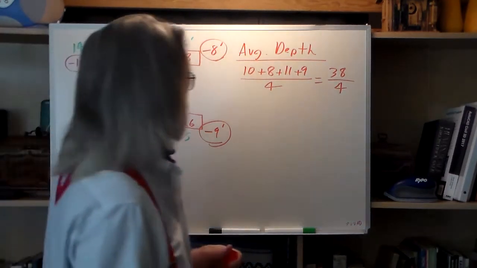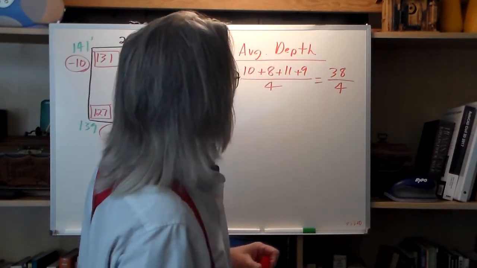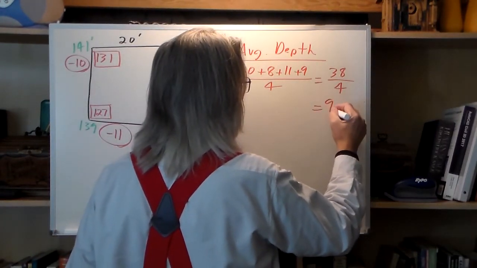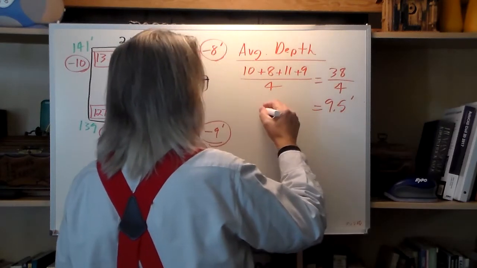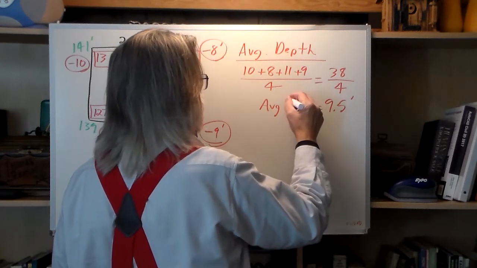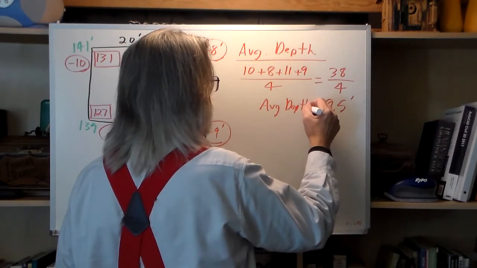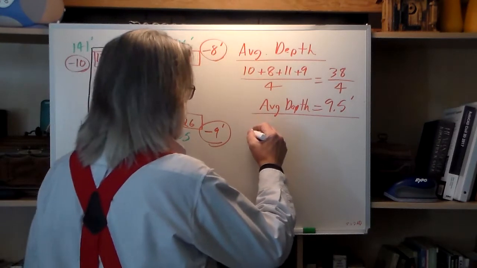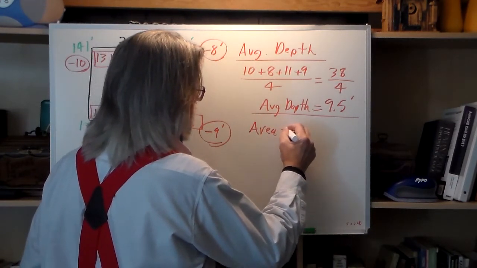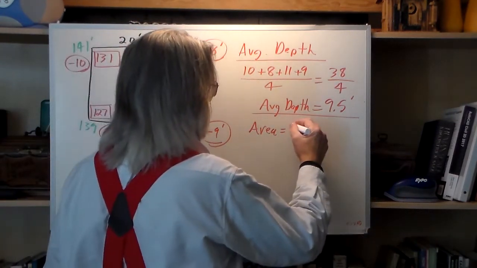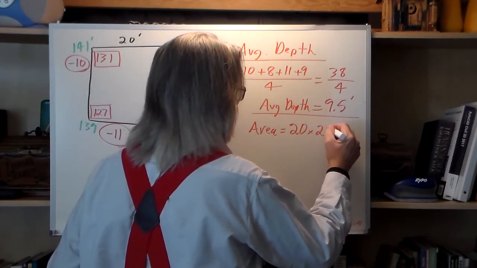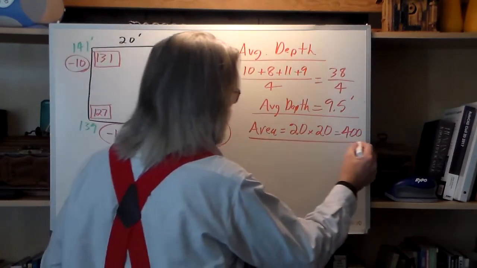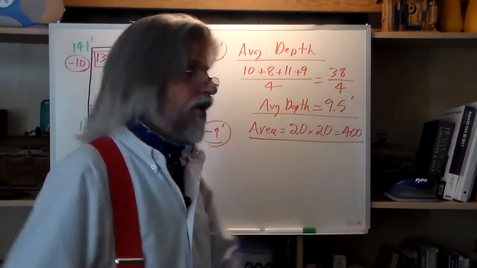And 38 divided by 4 is 7.5, plus 2, 9.5. That's our average depth: 9.5 feet. Now our area is 20 foot square, right? 20 by 20, so 20 times 20 equals 400. So we have an area, we have an average depth. Now we can do the volume.